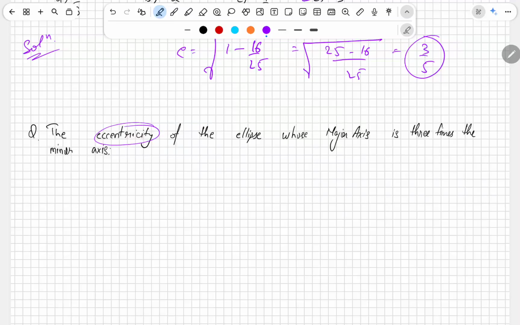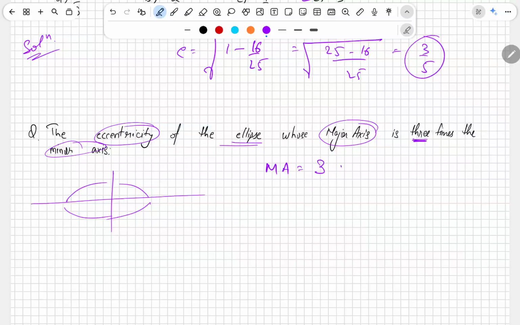We have to find the eccentricity of an ellipse whose major axis is 3 times the minor axis. So let's assume the ellipse is horizontal one. You can even assume it to be vertical one. The answer is always going to be the same. Now the question says major axis is 3 times the minor axis. Major axis is 2a, which is equal to 3 times minor axis, that is 2b. 2 cancels 2. I'll get a is equal to 3b.